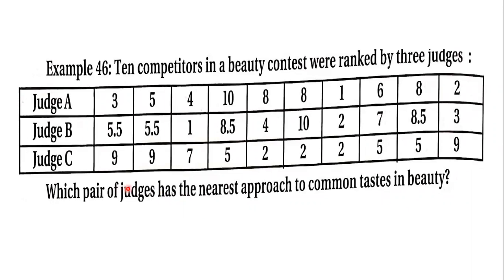Read the question again. Which pair of judges? Pair means 2 of them. It can be AB, it can be BC, it can be CA. Any combination can come up. So firstly, we have to find out the correlation coefficient. Then we will be able to analyze on the basis of that whoever has the common taste of beauty. Okay, so this is the question.